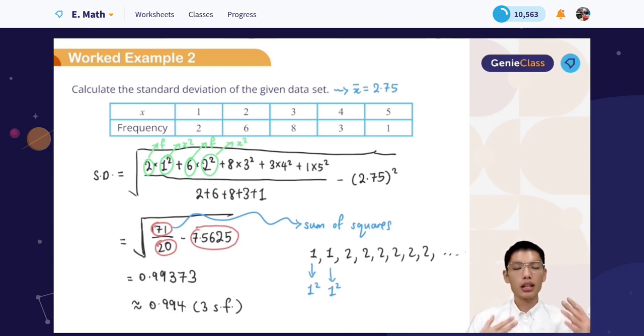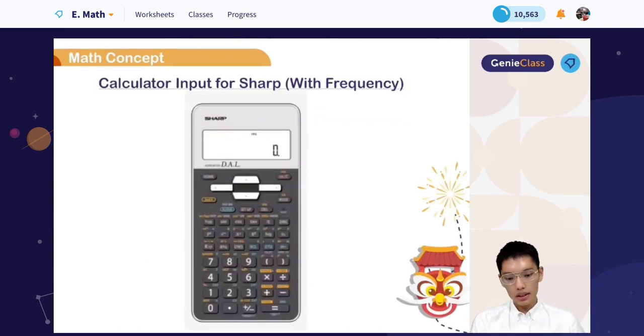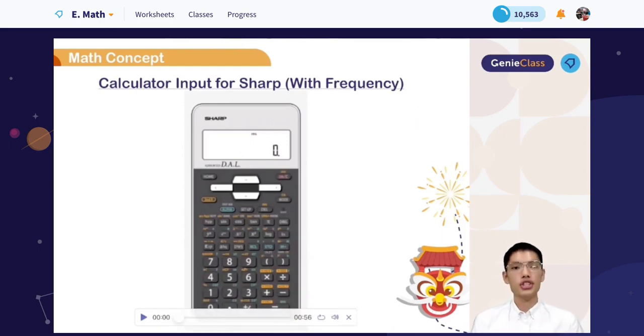Now, again, with the calculator, for without frequency and with frequency, there's a calculator notion. Again, let's start with Sharp. Since we start with Sharp first, the analogy stays the same. We switch to stats mode. So first up, click the mode, go to mode 1 and 0. Then you realize you go to stats. First, just key in the normal data values.